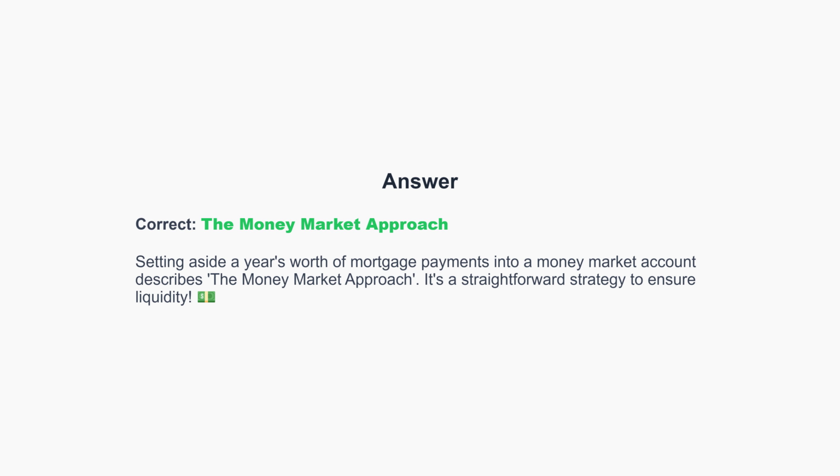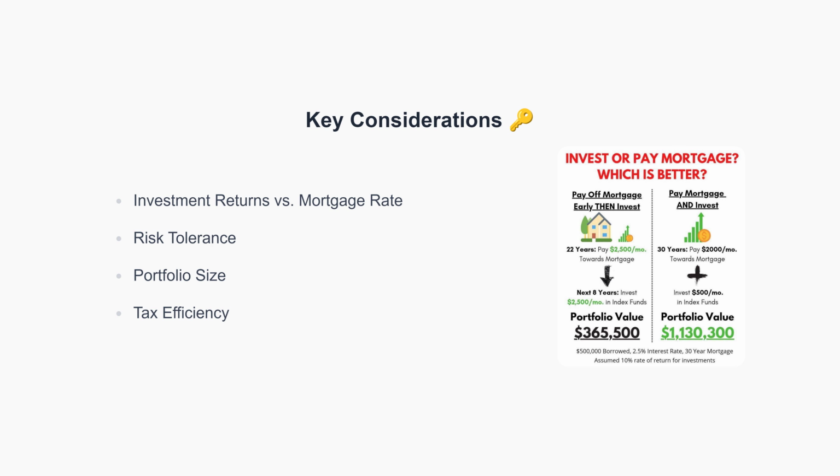This strategy involves setting aside a year's worth of mortgage payments into a money market account, which helps ensure liquidity and peace of mind. Now let's transition into some key considerations. First, investment returns versus your mortgage rate. If your investments earn more than your mortgage interest rate, it may make sense to keep the mortgage.